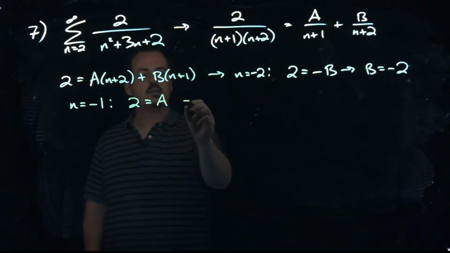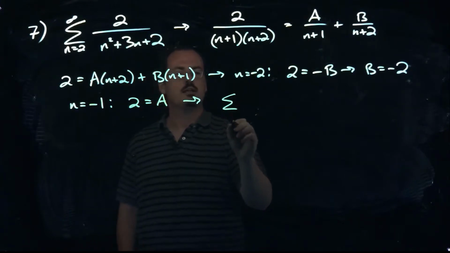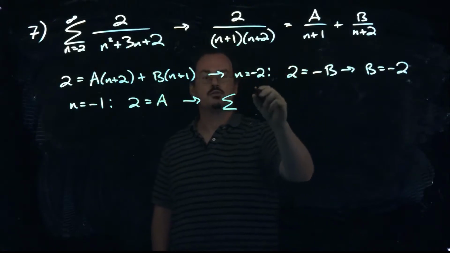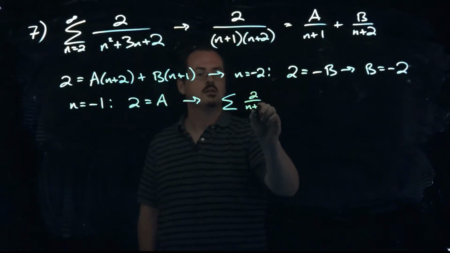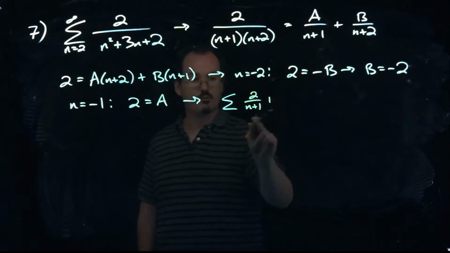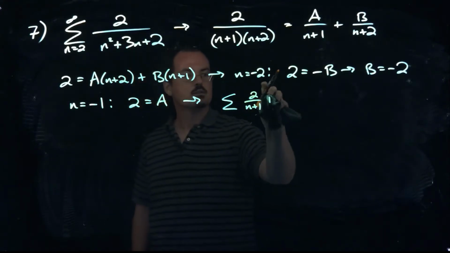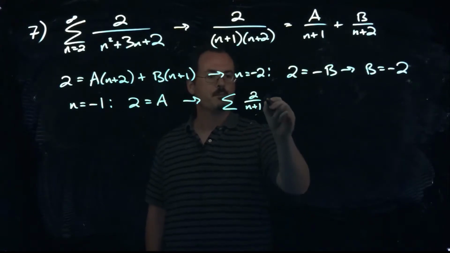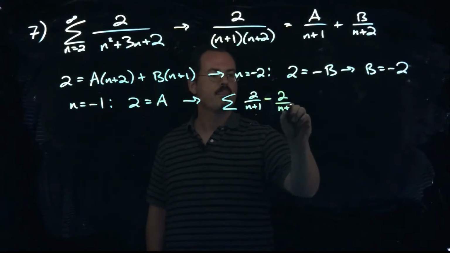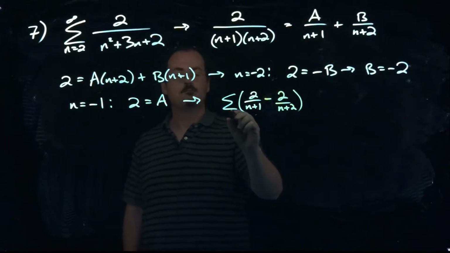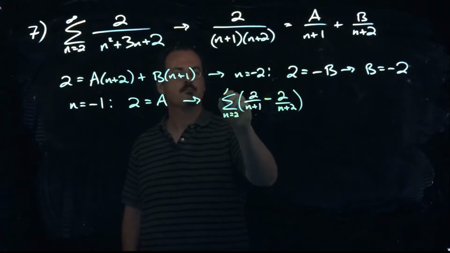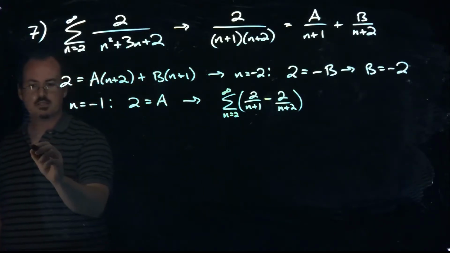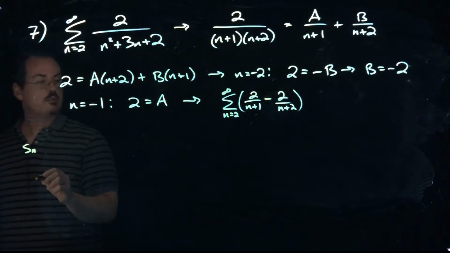So that means that we can rewrite the series as 2 over n plus 1 minus 2 over n plus 2. Okay, so that is our series rewritten. And so next we would like to figure out what is our nth partial sum.